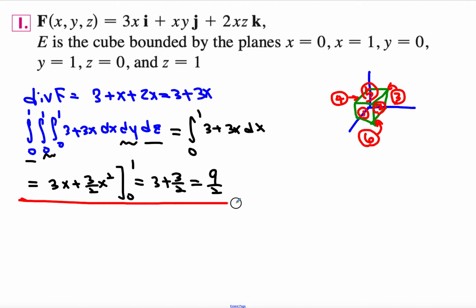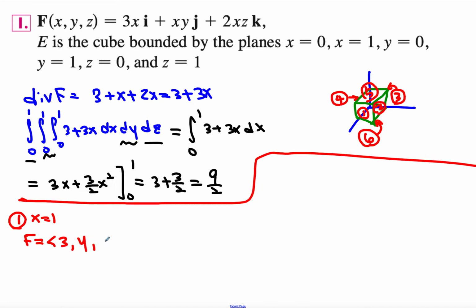For the first surface, we know that x is equal to 1. Then our vector field at that location becomes simply 3, y, and 2z. Now, when I find the flux through that particular surface, F dot dS is the same as F dot n dS. The normal vector comes from the surface itself. In the case of surface 1, it's coming out this way, so we get i in the x direction.